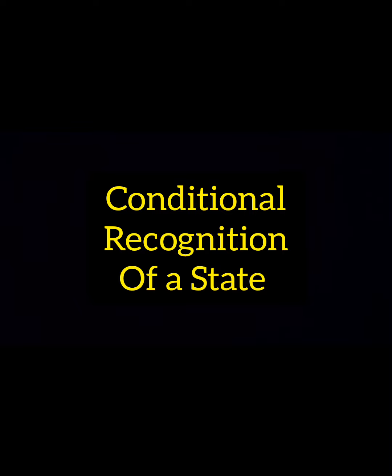then it cannot be said that, okay, now because the state is not fulfilling these conditions, the state is not a valid state, because the attributes of statehood are territory, population, government, and its capacity to enter into contract with other states. These are the four attributes of statehood. If these four attributes are there, then the state is a state.